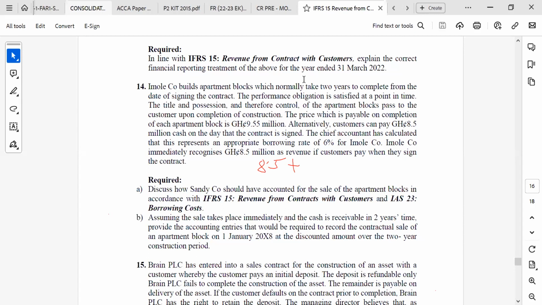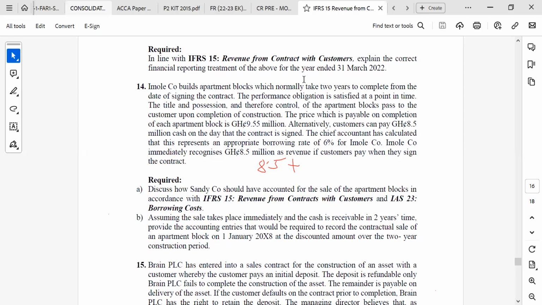So if the customer pays the 8.5 down as the contract has been signed, then the 8.5 should be treated as a loan, which the interest on the loan will be capitalized, treated as a finance cost, as a borrowing cost. That is why they have added the IAS 23 to that one. It will be seen as the company has taken an 8.5 loan to finance the construction of the assets. So the interest that you'll be charging on it will be treated as a borrowing cost, which will be added to the 8.5 at the end of every year.